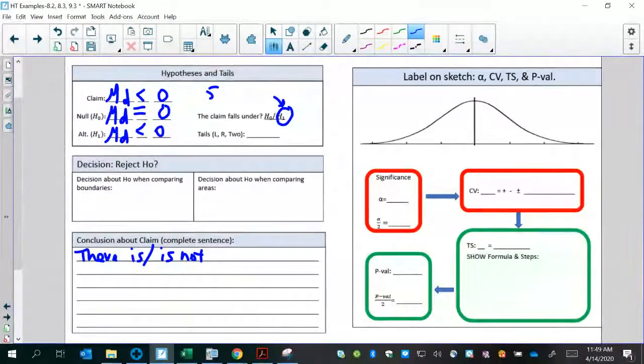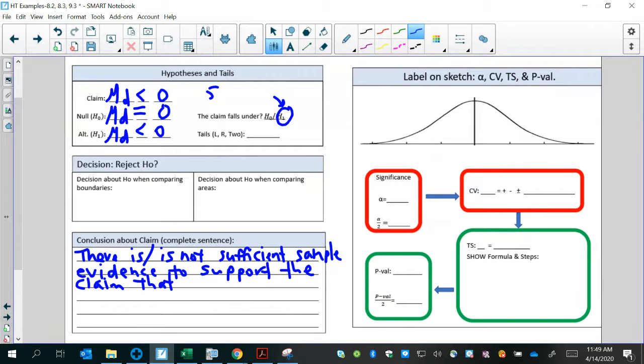There is or there is not sufficient sample evidence to support the claim that post-test scores are higher on average.